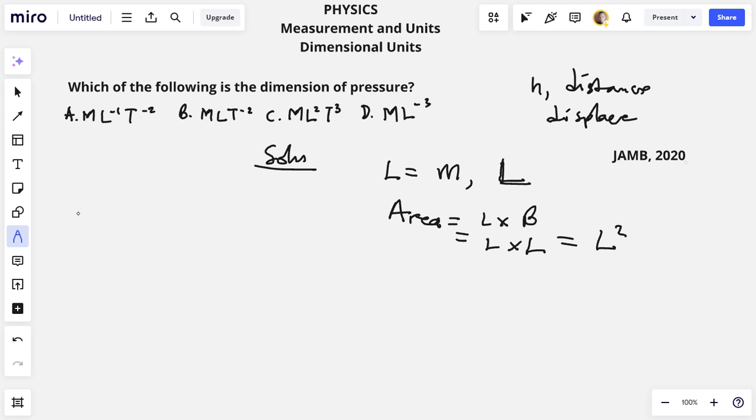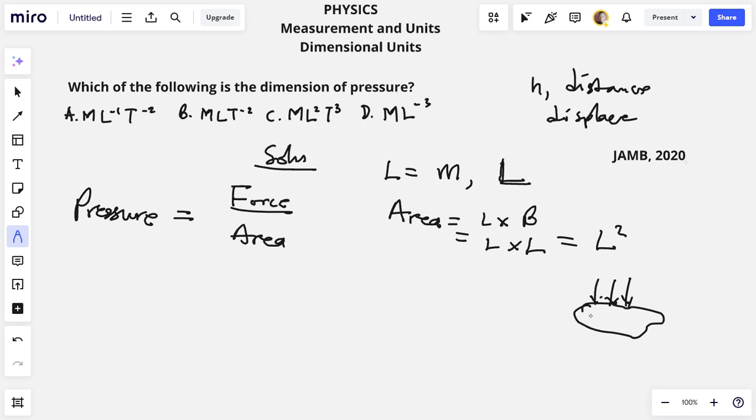Before you're able to determine the dimension of pressure, first you have to be able to define pressure mathematically. Pressure is defined as the ratio of force per unit what? Area. So pressure is talking about the amount of force you exert on a certain area. This is the area and this is the force. So that's the definition of pressure. How much force do you exert on an area?